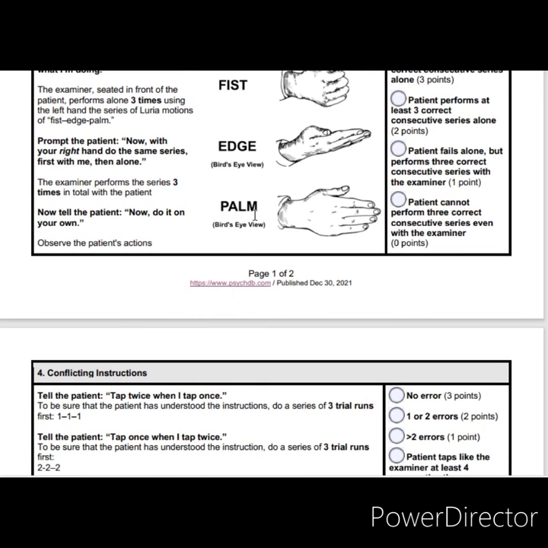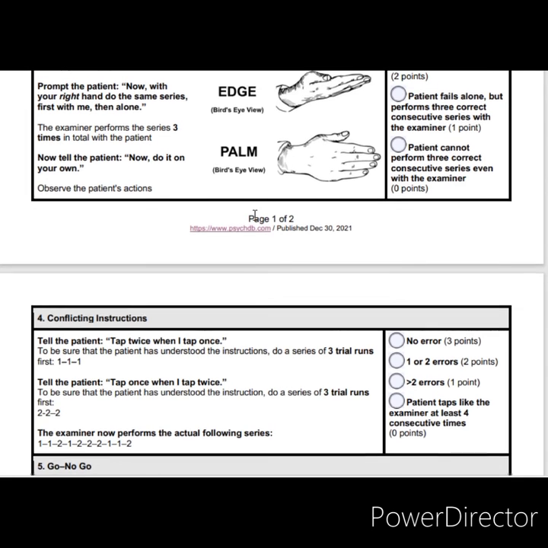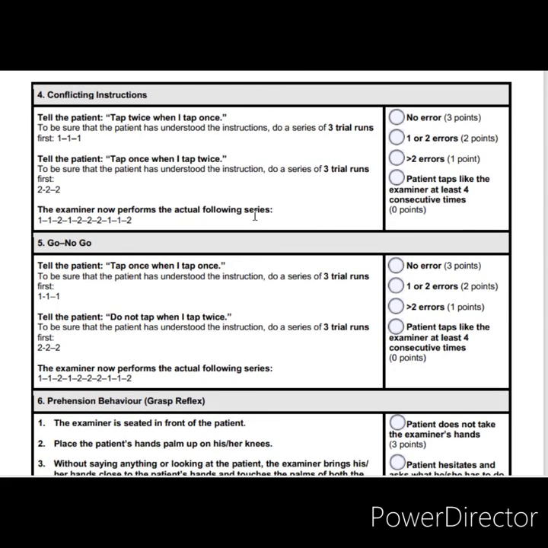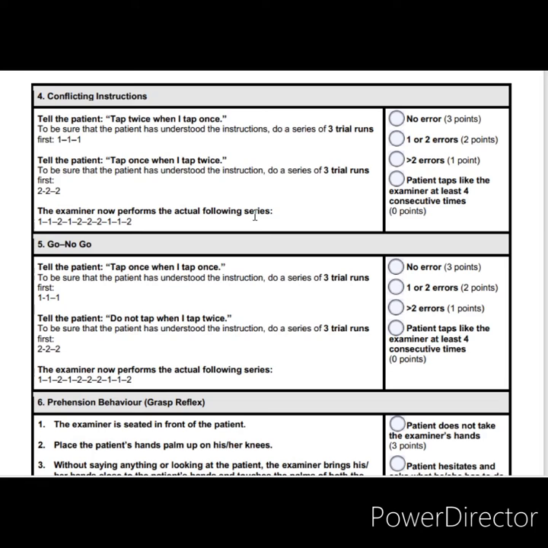Then we have the conflicting instructions, in which you have to tell the patient, tap twice when I tap once. To be sure that the patient has understood, do a series of 3 trial runs. 1, 1, 1. Then when you are tapping 1, he should tap twice. Similarly, tap once when I tap twice, means you will tap twice, and he has to tap 1. You have to give the 3 trial runs. Then you will perform the actual series.